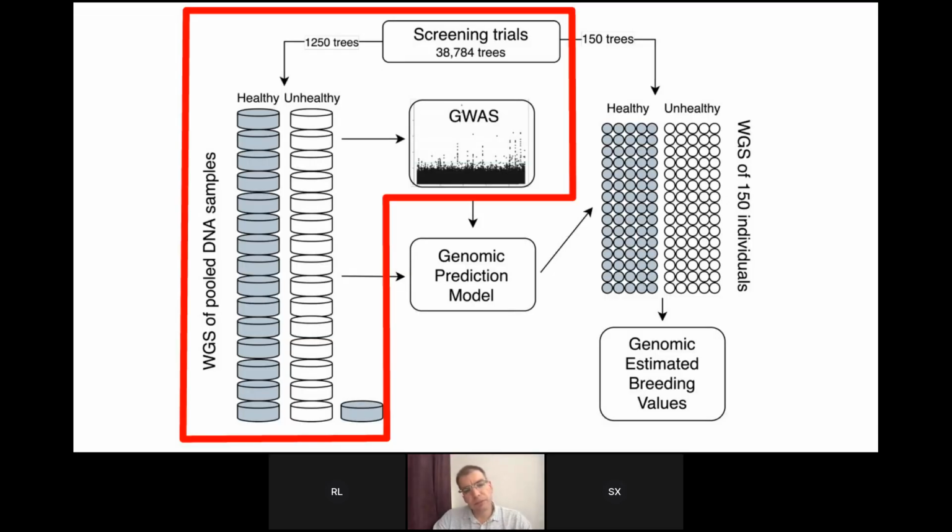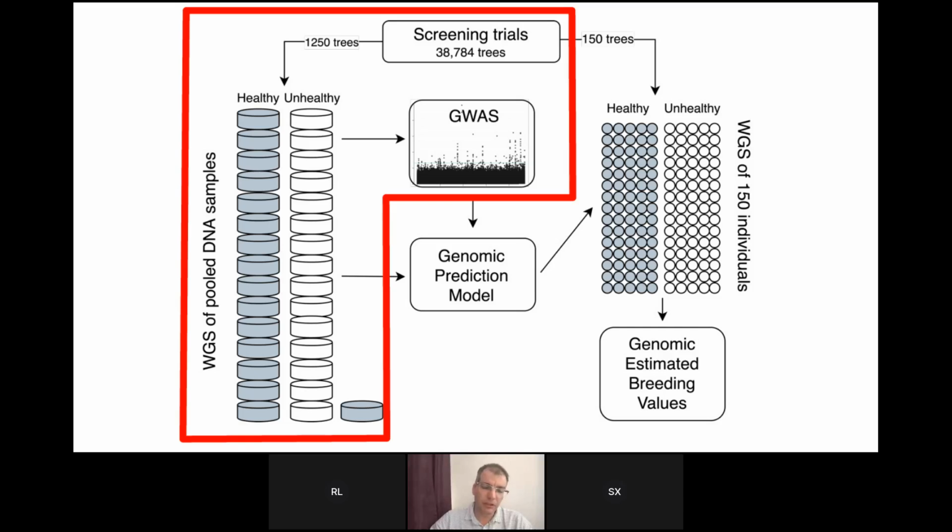So here's what we did for that paper. We took trees from these trials. We scored 38,000 of them. Then we took 1,250 trees, and we separated them into pools. Now, we would have liked, of course, to have sequenced the genomes of all 1,250 trees, but we couldn't afford to do that. But we worked with data from all of those trees by pooling them.